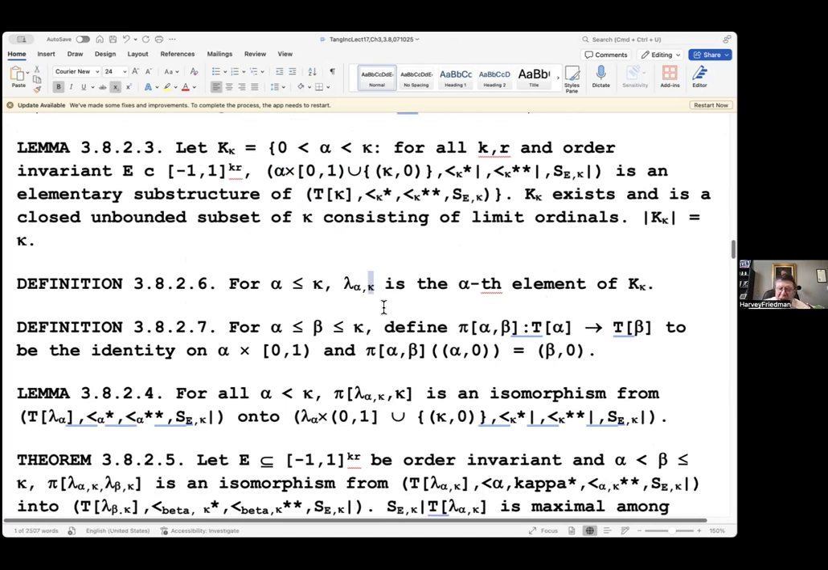Whole construction. Because I could start with a different kappa and I could wind up with different lambda alpha kappas. Okay. All right, now we define an embedding. Now all of this is going to be a very special situation related to Gödel's collapsing lemma work that he used to prove the continuum hypothesis holds in L.